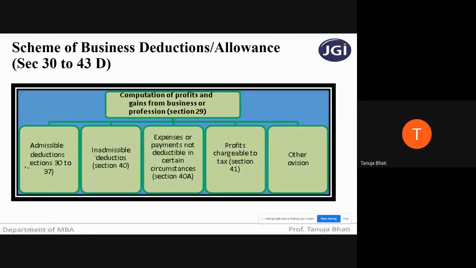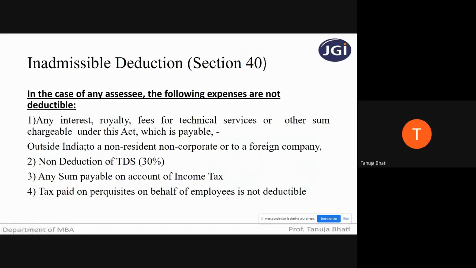So, moving ahead to inadmissible deductions. What do you mean by inadmissible deductions? It means that these are expenses, but they are not allowed to be deducted from your income in order to calculate the net profit. You're not allowed to take the benefit of this expense. You're not allowed to deduct these expenses from your income.